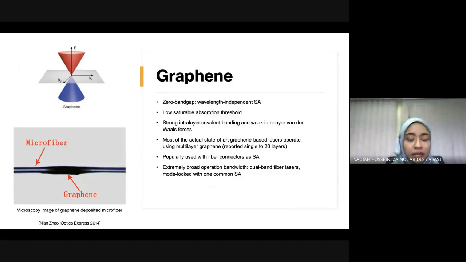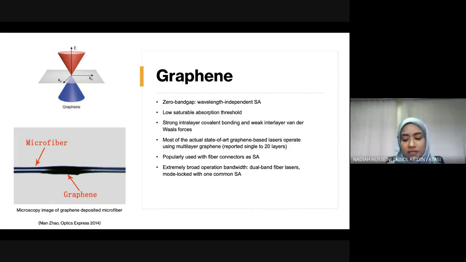Okay, so the first one, graphene, has zero band gap. That is how it looks like. That's a direct cone. Having a zero band gap means that it is wavelength independent, which means that it can operate at any wavelength that you want. An author reported, I don't remember who the author is, an SA made from graphene, which was able to mode lock C band and also L band using the same SA. They had two cavities and the common point was the SA, which was impressive. You could mode lock two bands together, making a dual band fiber laser.